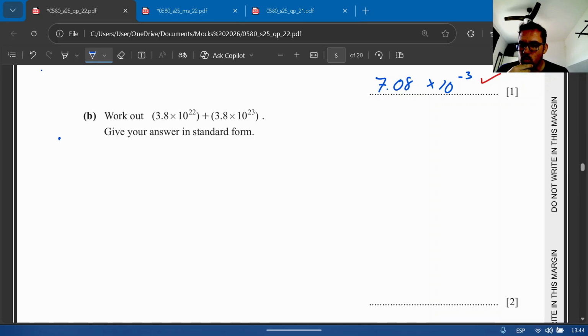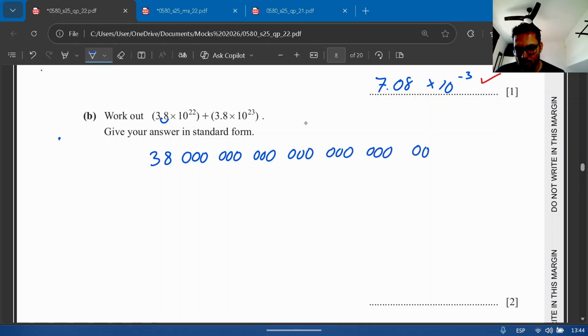I'm going to do this the long way, but you don't have to do it the long way. We know that 3.8 times 10 to the power of 22 is 38. We need to move that decimal point 22 spaces. So the first space is the 8 and then another 21 zeros. 1, 2, 3, 4, 5, 6. That's 21 zeros, 7 sets of 3. Then the next one, we do the same. Then we have 22 zeros, so we have a 1 here and then another 21 zeros.